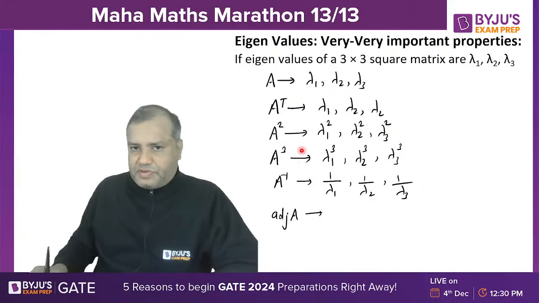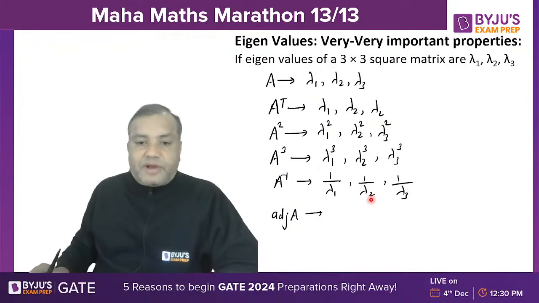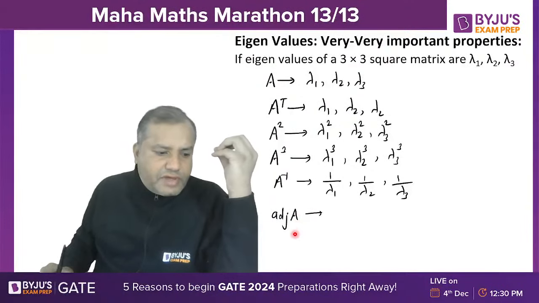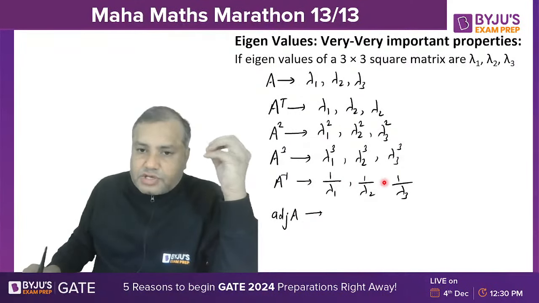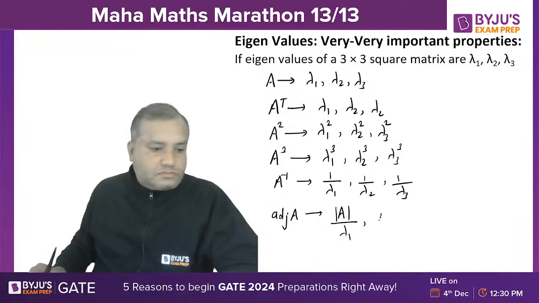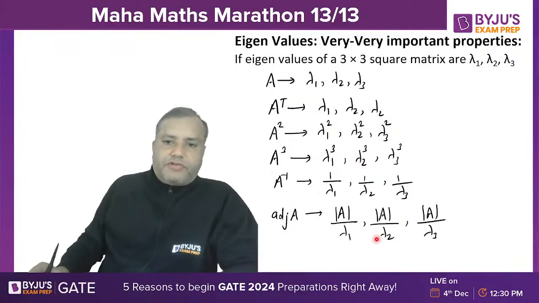Adjoint of A. Eigenvalues of A inverse will get multiplied by determinant of A. How to find eigenvalues of adjoint of A? Eigenvalues of A inverse should be multiplied by determinant A. Vipin Pandey has responded. Very good. Thank you. So these are few important points.